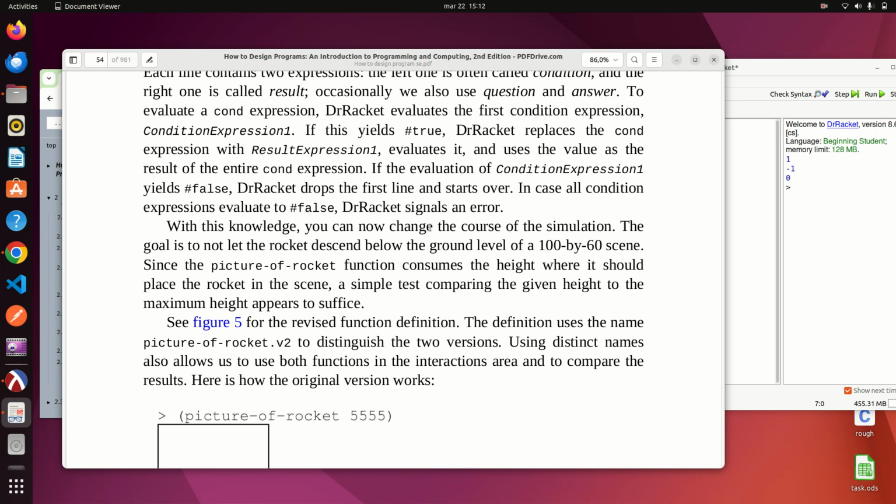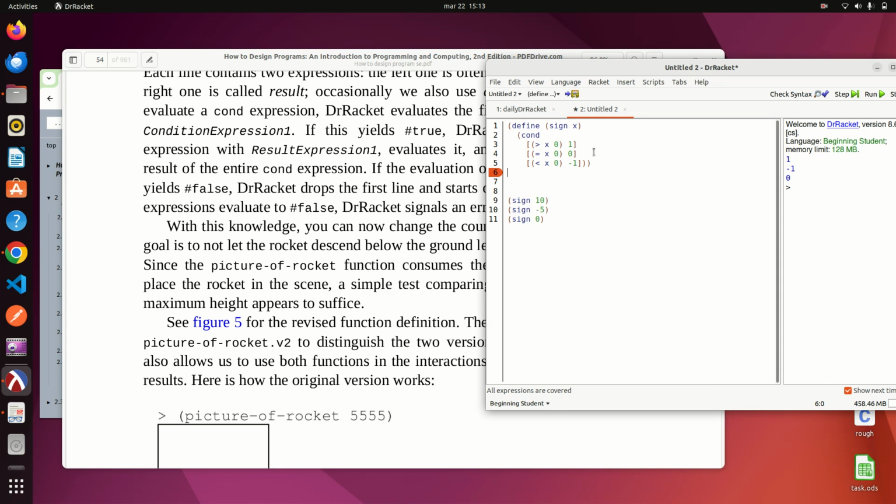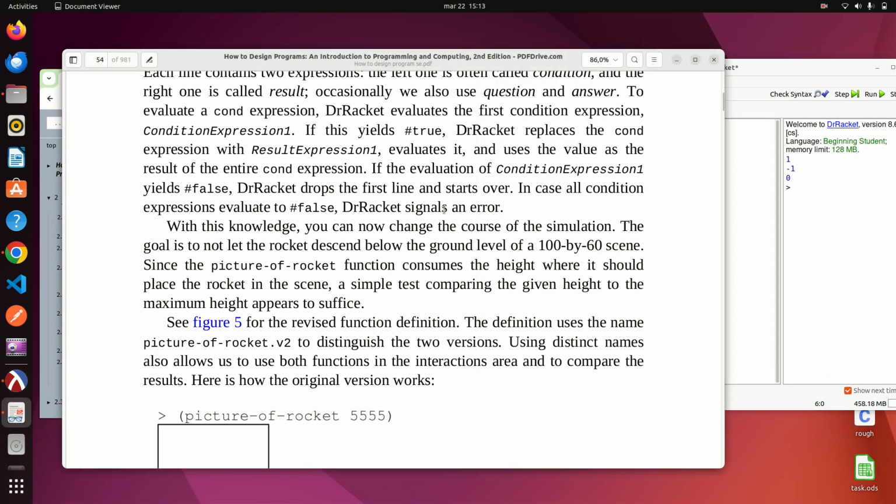Then Dr. Racket, condition if it is true, Dr. Racket replaces the condition expression and evaluates and uses the expression, the entire cond expression. If the evaluation of the condition expression is false, Dr. Racket drops the first line and starts over. So if it's false, then it moves to the next line. If that is false, it moves to the next line. In case all conditional expressions are false, then Dr. Racket signals an error.